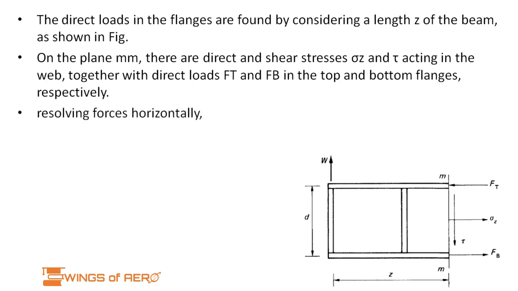Now, resolving the forces horizontally, we get FB minus FT, since it is directed opposite to FB, plus sigma Z into TD, because sigma Z is a shear stress and we need to convert it into force, so sigma Z into TD, equal to 0.